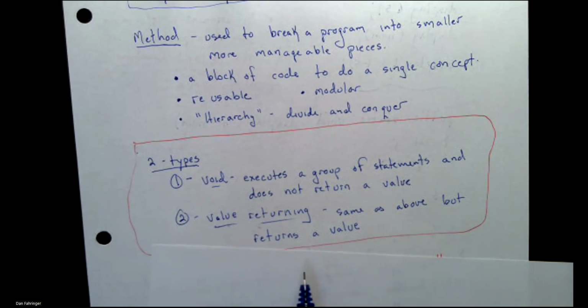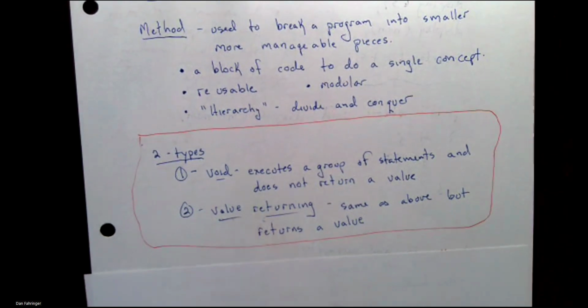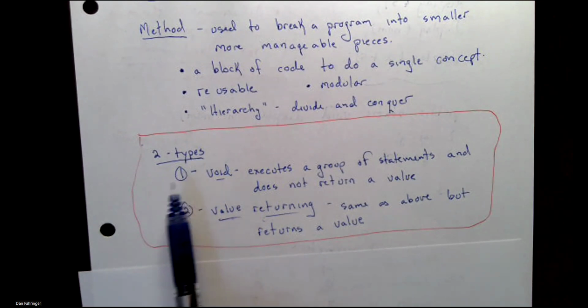A value-returning method is one that's going to do some work and return a single value. It's not values, it's a single value. Down the road, we'll learn how to work with multiple values. But for now, these are the two big types, the void and the value.